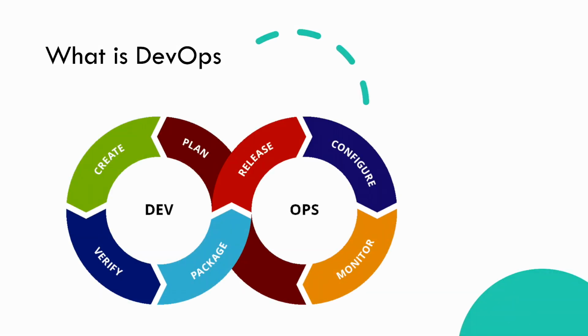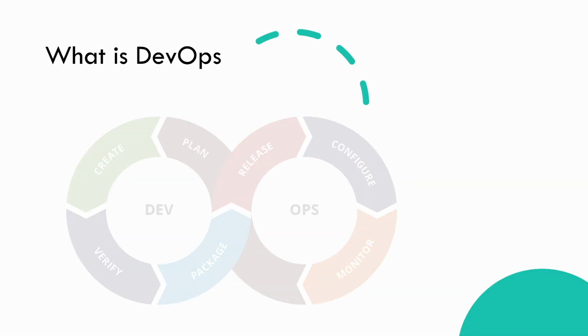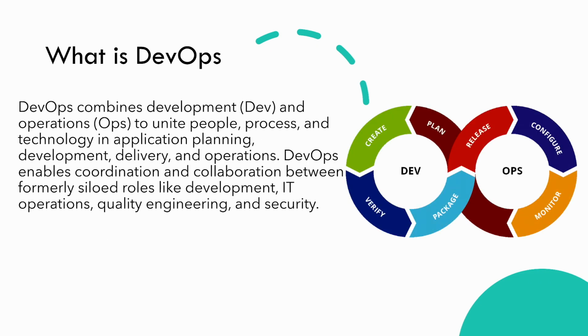What is DevOps? Let's see the definition of DevOps given by Microsoft. DevOps combines development and operations to unite people, process, and technology in application planning, development, delivery, and operations. DevOps enables coordination and collaboration between formerly siloed roles like development, IT operations, quality engineering, and security. Teams adopt DevOps culture, practices, and tools to increase confidence in the application they build, respond better to customer needs, and achieve business goals faster.